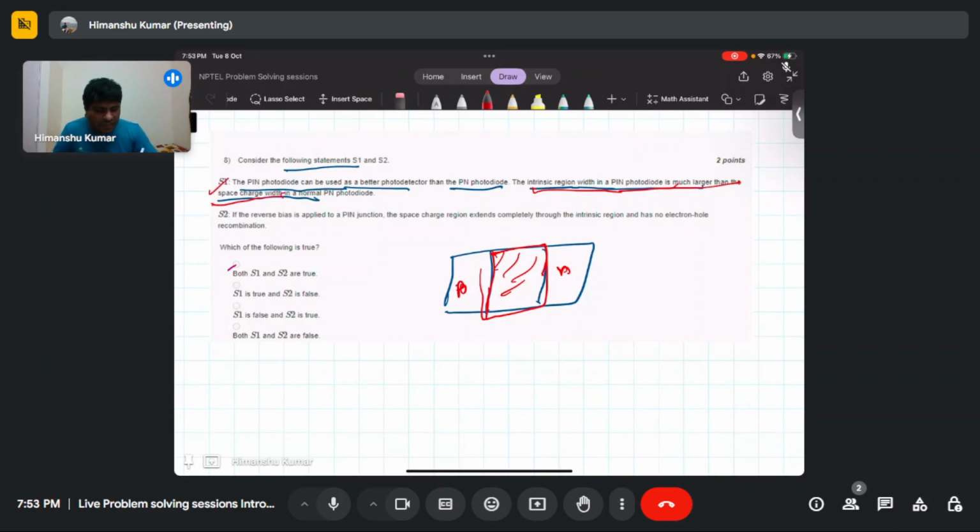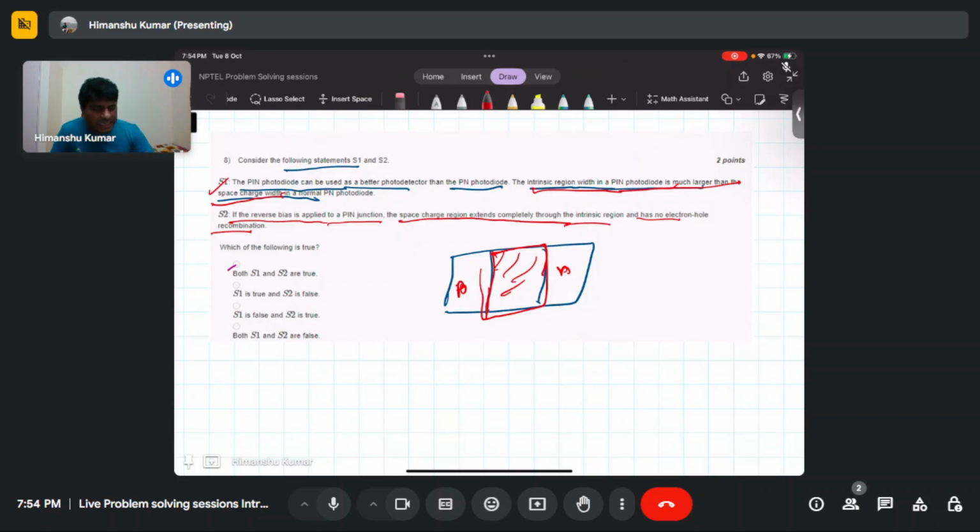Correct. And if a reverse bias voltage is applied to a PIN diode, the space charge region extends completely through the intrinsic region and has no electron-hole pair recombination. So in this region the electric field exists throughout the region. That's why this can be considered similar to the space charge region, but you can control the width of this region.